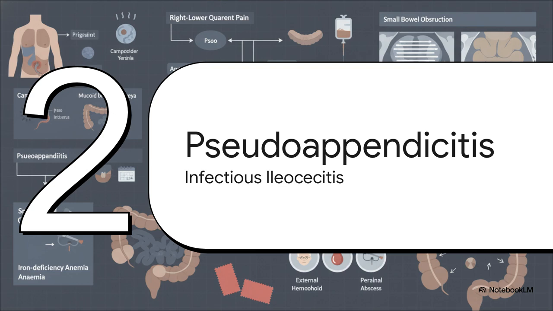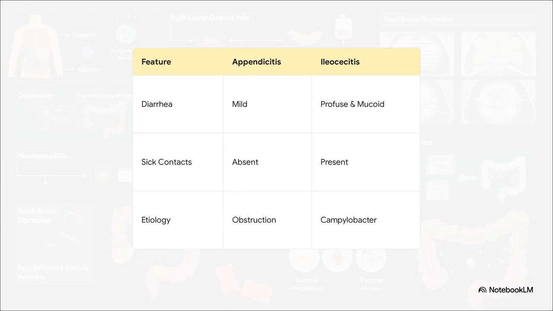Section 2. Pseudoappendicitis, specifically infectious ileocecitis. Because listen, not everything that looks like appendicitis actually needs a surgeon. Infectious ileocecitis, which is often caused by Campylobacter or Yersinia enterocolitica, presents remarkably similarly to appendicitis with fever and right lower quadrant pain. But your key differentiators here are going to be found in the patient's history and the specific type of gastrointestinal distress they're having.